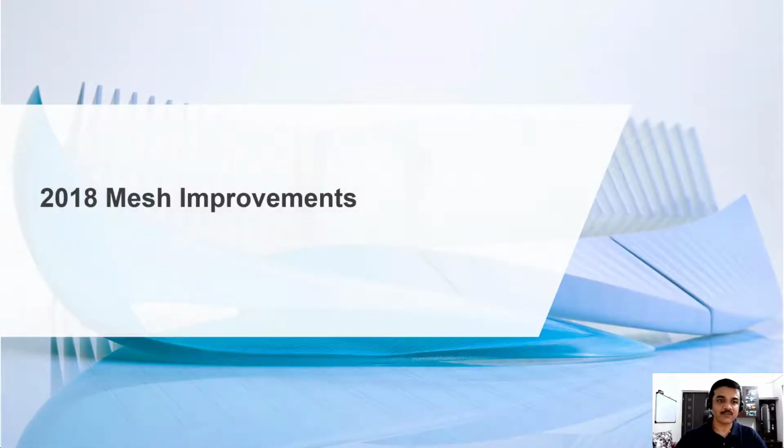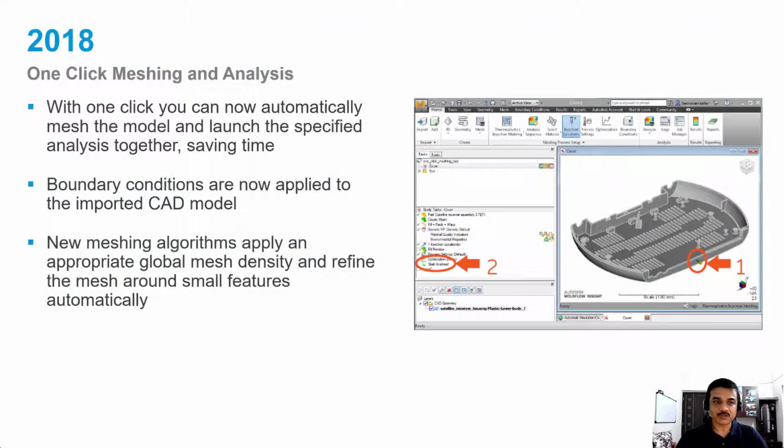So let's get started with the 2018 mesh improvements. The biggest one in 2018 was one-click meshing and analysis. This takes me almost 15 years back, when we used to get the model at the last moment, when we were about to leave the office and we got a request from the marketing team that tomorrow I need to submit an RFQ for this component and I need to know how many gates would be needed, whether one gate is sufficient to fill this model, and probably I had to stay back a little late in the office and run the analysis.